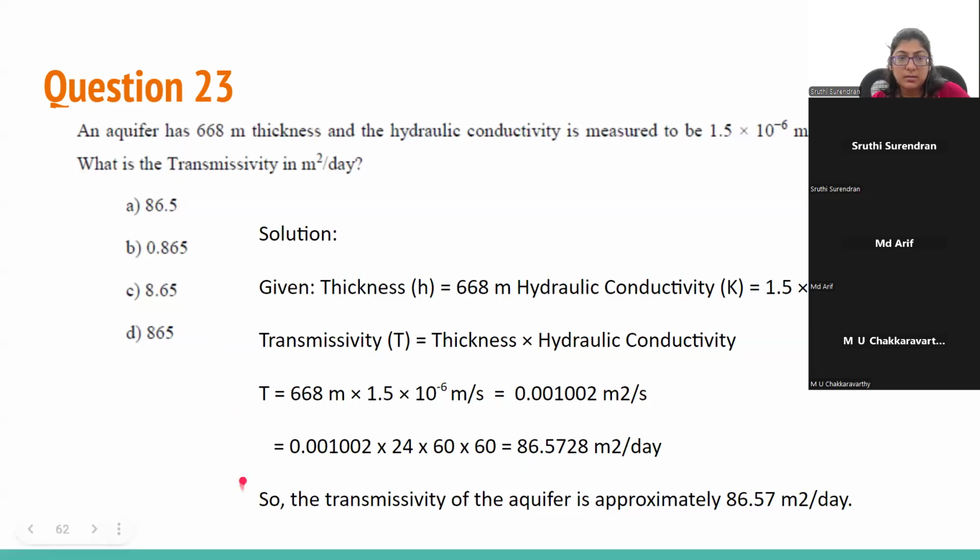So again, this is a repetition of an earlier problem that we had discussed. The thickness is given, hydraulic conductivity is given. Product of the thickness and hydraulic conductivity we'll find out, which is obtained in meter square per second. So the transmissivity asked is in meter square per day. So then we have to convert it as required by multiplying it with 24 into 3600. And then you will obtain the answer as option A.